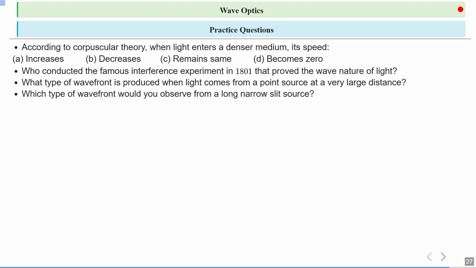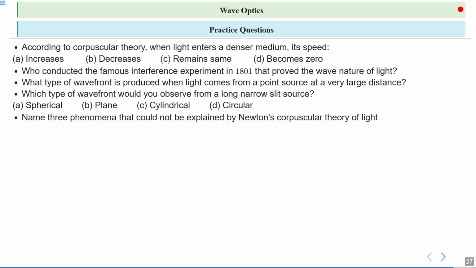So moving on, the wavefront produced by a narrow slit source. This is a classical setup in wave optics that helps illustrate how light can spread out and form different patterns. Okay, so what type of wavefront would you observe from a long narrow slit source? Options are spherical, plane, cylindrical, or circular.